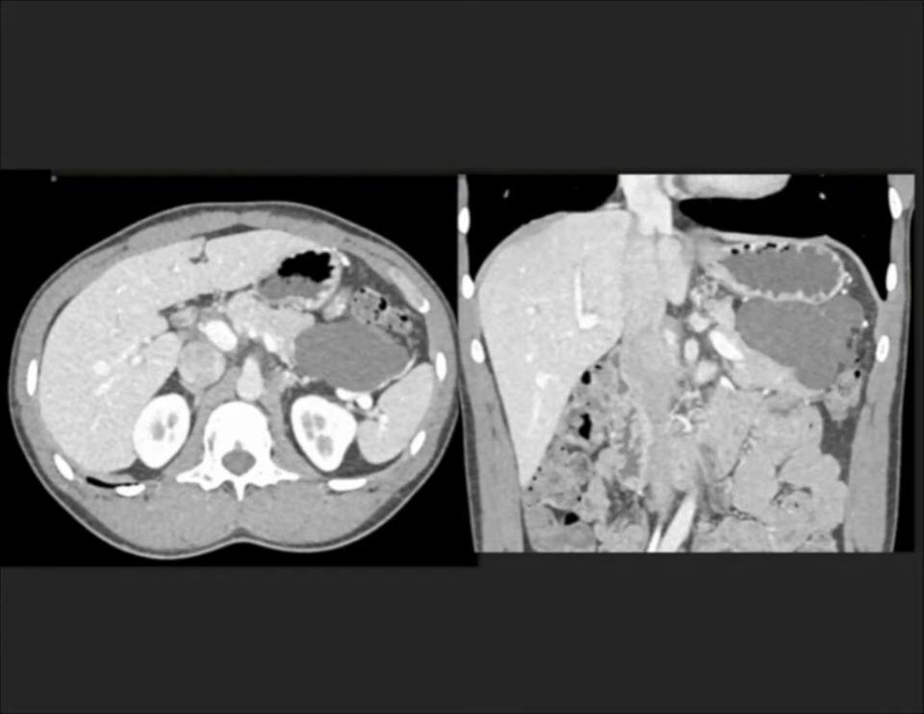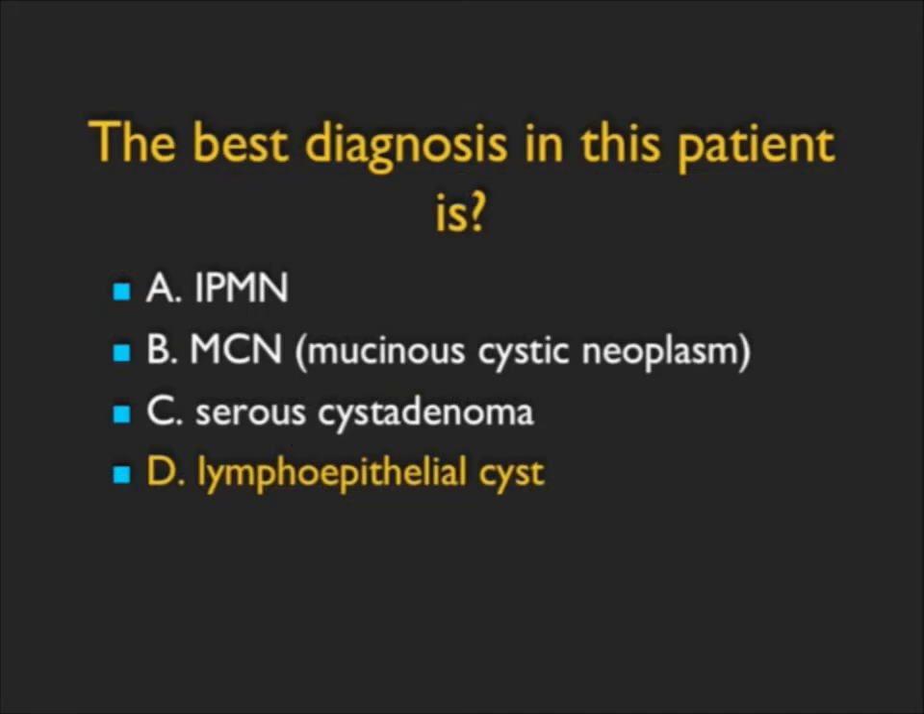IPMNs, you see a dilated duct typically, and it communicates with the duct. MCNs are cystic lesions in the body of the pancreas or body-tail junction, but they're within the gland. Serous cystadenomas can be exophytic, but commonly have septations or central calcifications. You can get oligocystic serous cystadenomas, but that would be uncommon. And still, this lesion is so exophytic, and that's where we see lymphoepithelial cysts that commonly arise from the pancreas and almost seem adjacent to rather than from the pancreas, and this is a most classic example.